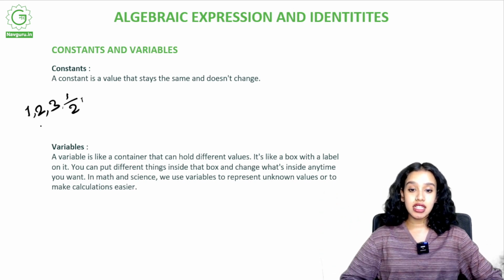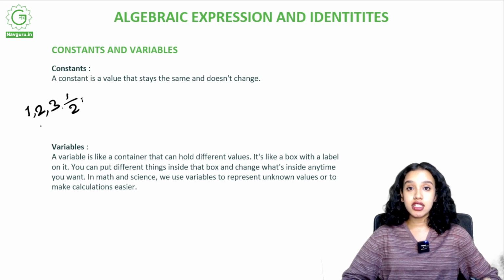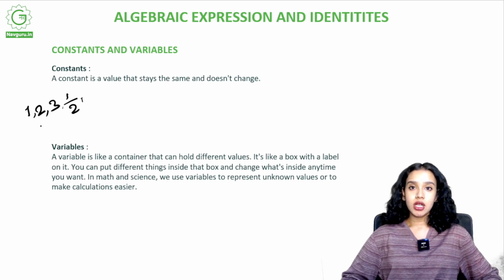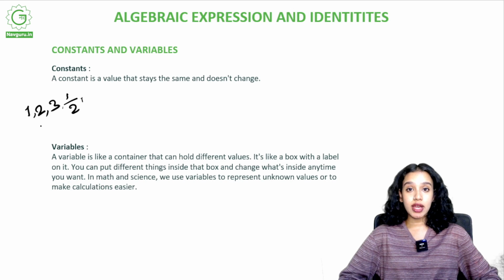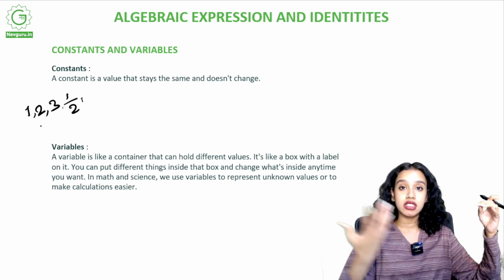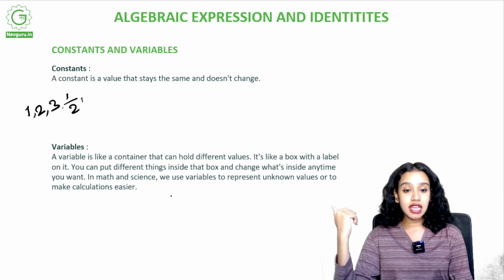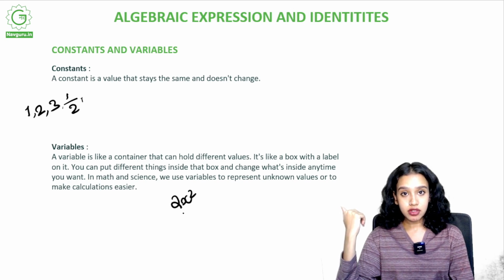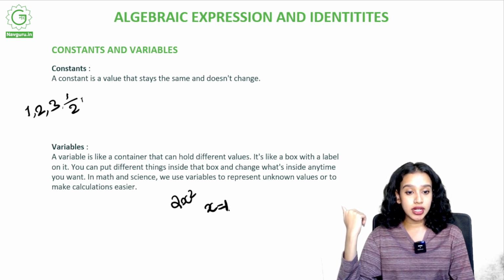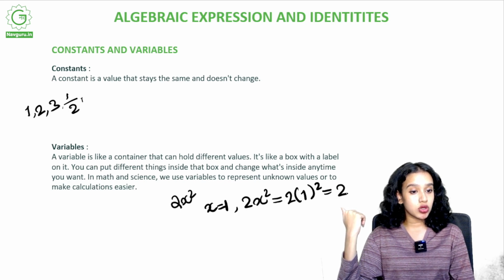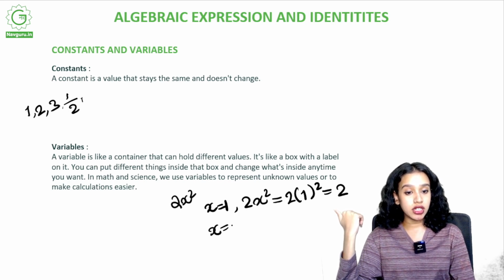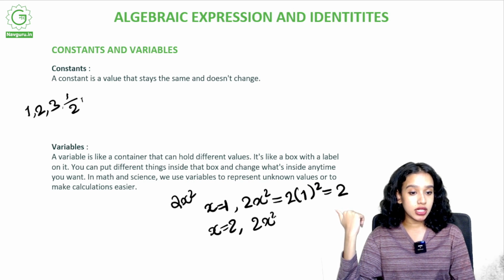Consider a variable as a container that can hold different values, right? Variable is a container which can hold various values. You could put in one value and you will get some other result. So let's say we have the expression 2x square. If I put x equal to 1, 2x square is equal to 2 into 1 square, which is 2. Now, if I put 2 here, we get 2 into 2 square, which is 2 into 4, which is 8.